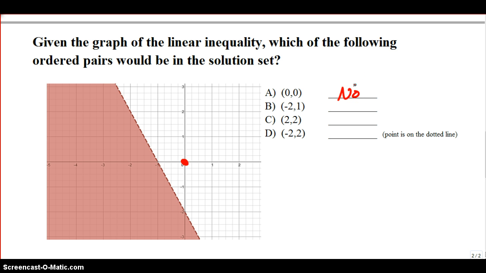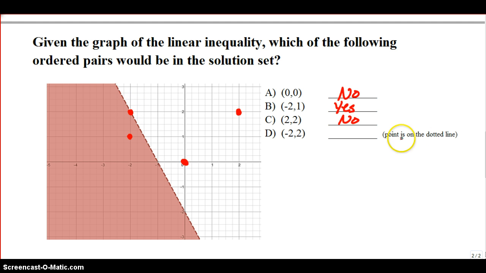How about negative 2, 1? Negative 2, 1 is right there. That's part of it. Yep, so that'd be a yes. How about 2, 2? Well, 2, 2 is way over here. No, not even close. How about negative 2, 2?